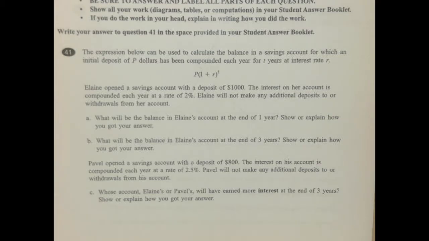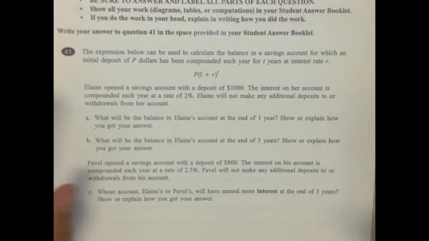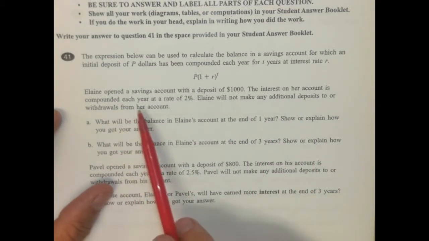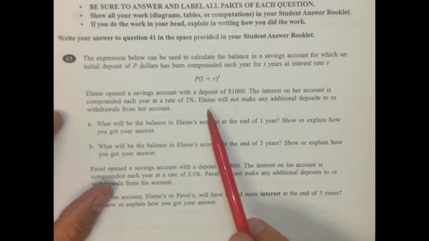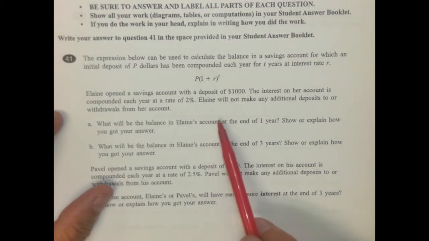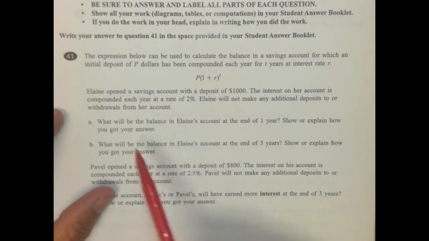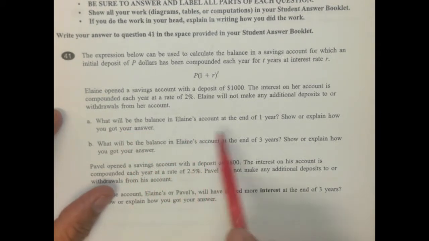The expression below can be used to calculate the balance in the savings account for which an initial deposit of P dollars has been compounded each year for T years at an interest rate of R. P equals parentheses 1 plus R over T, to the T power. Elaine opened a savings account with a deposit of $1,000. The interest on her account is compounded each year at a rate of 2%. Elaine will not make any additional deposits to or withdrawals from her account. What will the balance in Elaine's account be at the end of year one?